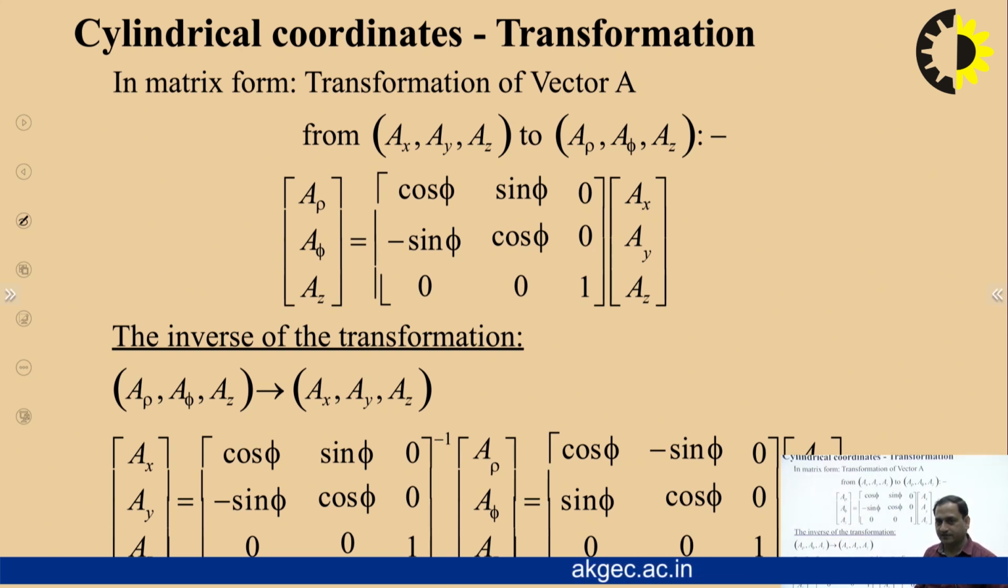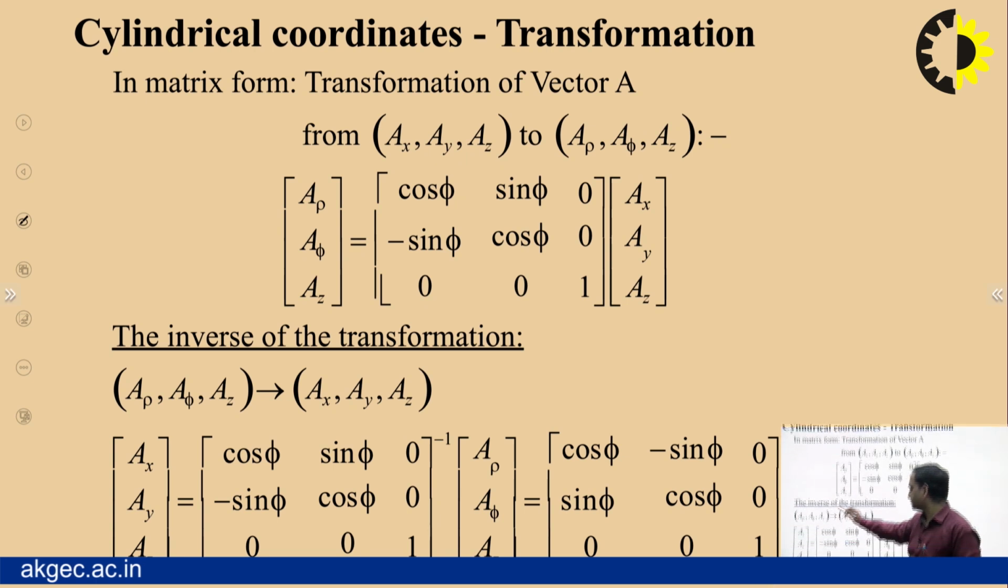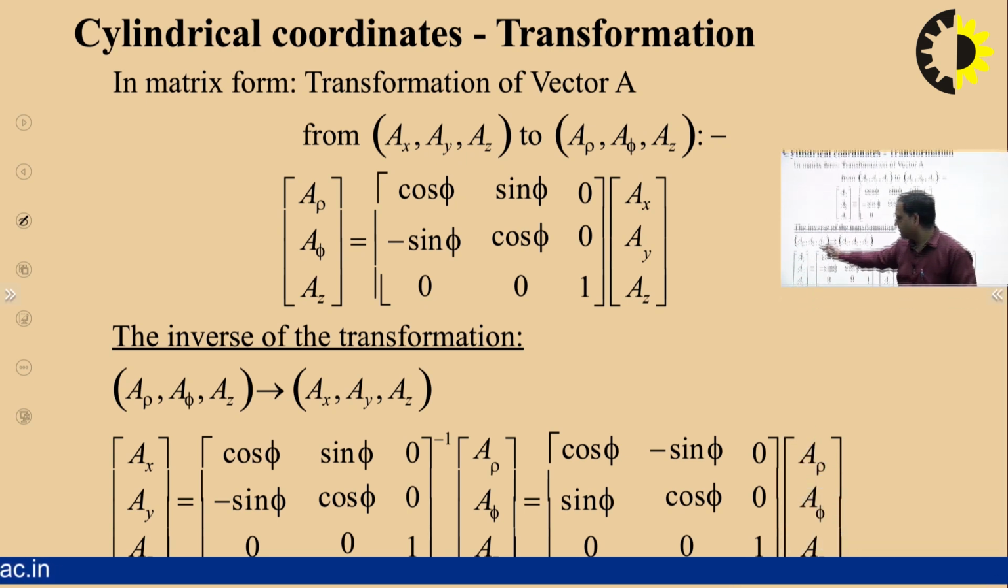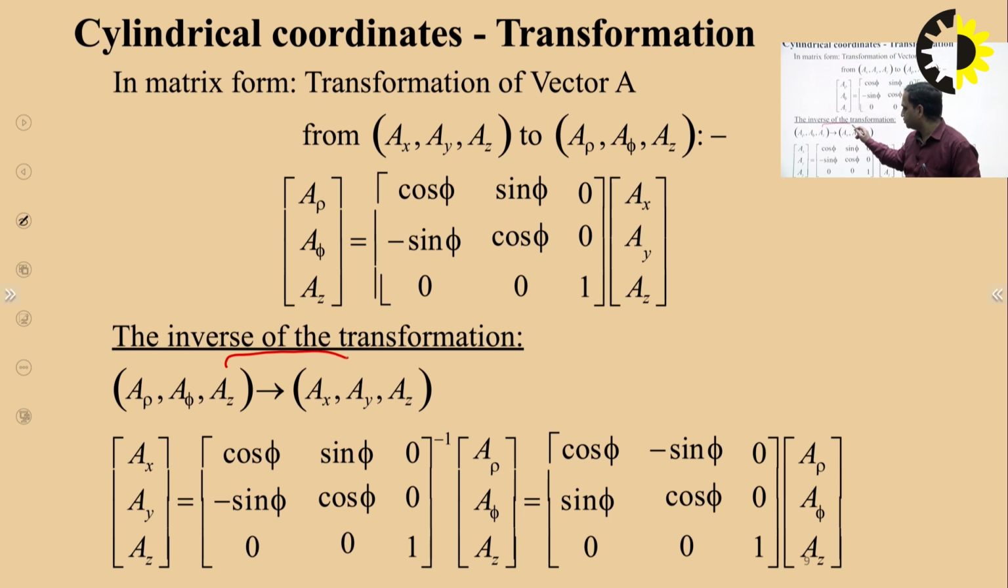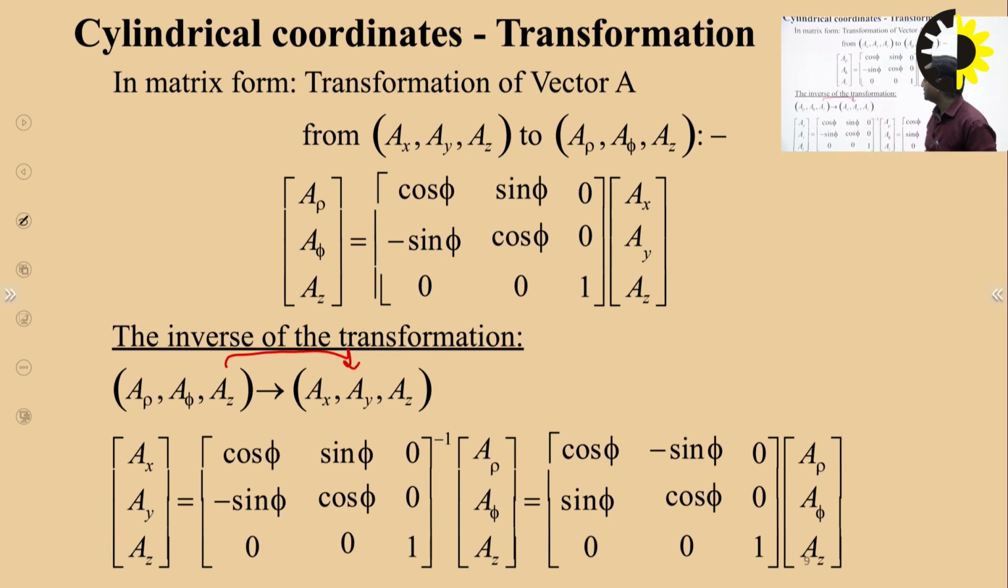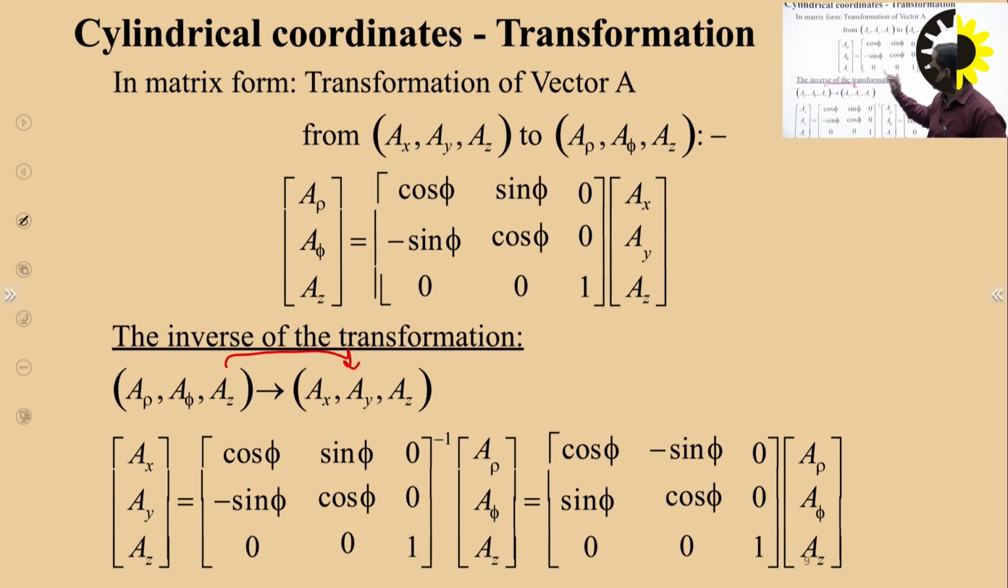Similar to that, we have the vector transformation. In the vector transformation, we write the transformation of vector A from ax, ay, az to a rho, a phi, az, right? And the inverse of the transformation will give the transformation from cylindrical coordinate to the Cartesian coordinate system. So I hope this point is clear. How are we getting all these things? I will give you a very brief example so that you can understand.